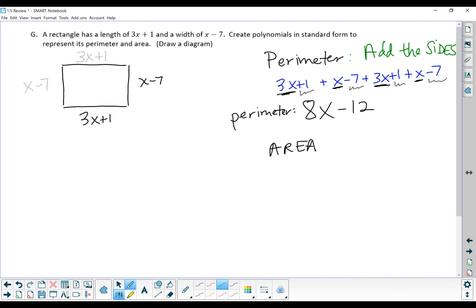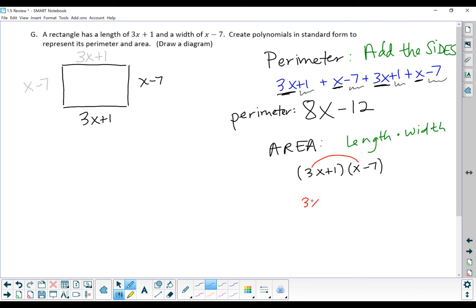Well, for area, the way that we find the area of a rectangle is length multiplied by width. So in this case, the length of my rectangle is 3x plus 1, and the width of my rectangle is x minus 7. So to find the area in standard form, we need to multiply those together.